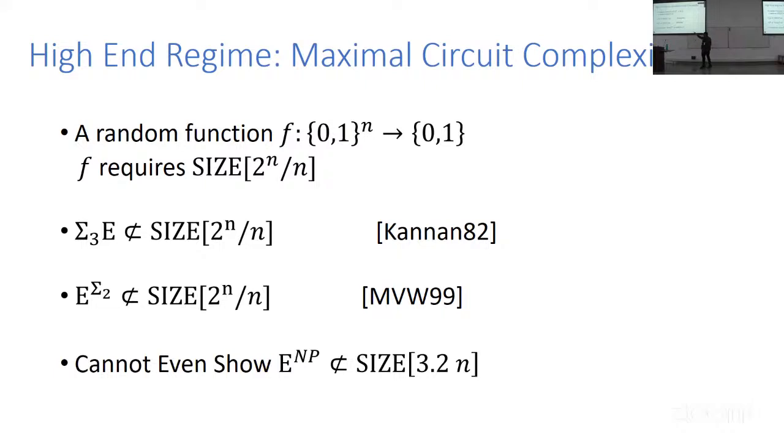But after that, we couldn't get any further. We cannot even show that the class E^NP, that's exponential time with an NP oracle, is not contained in circuits of linear size. That's crazy, right? SAT is in this, but we can't even show that E^NP, which is much bigger, doesn't have linear circuits. That's a weak lower bound. So what can we show?